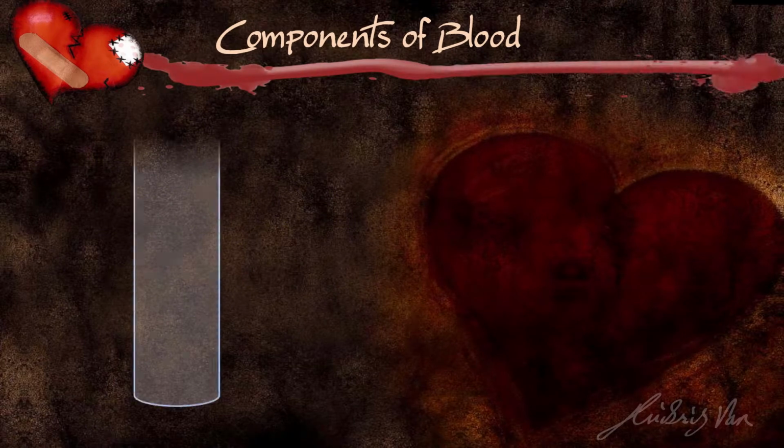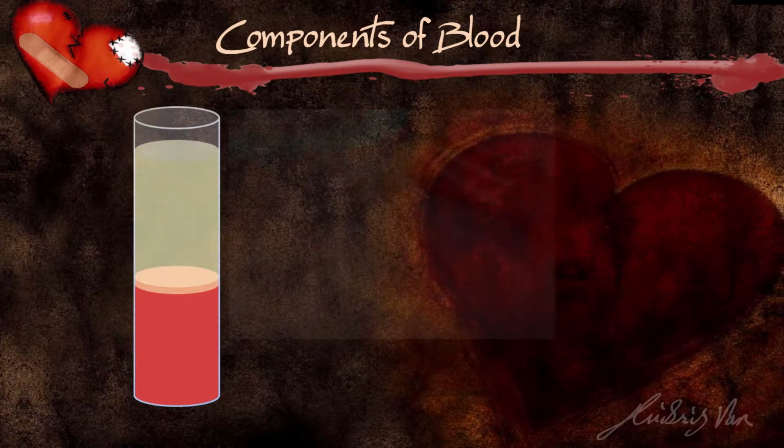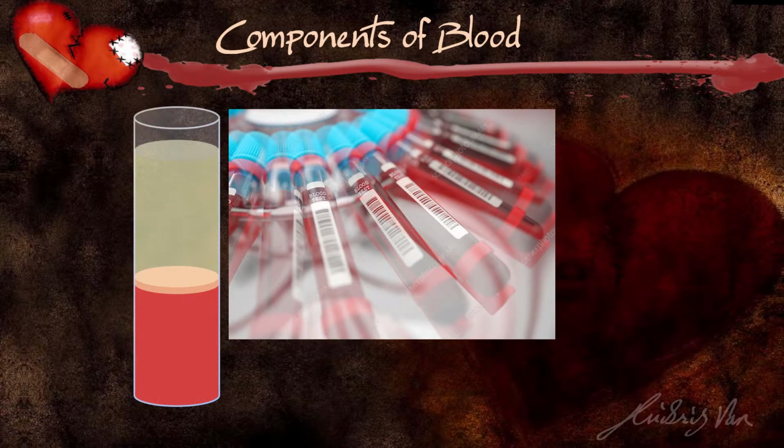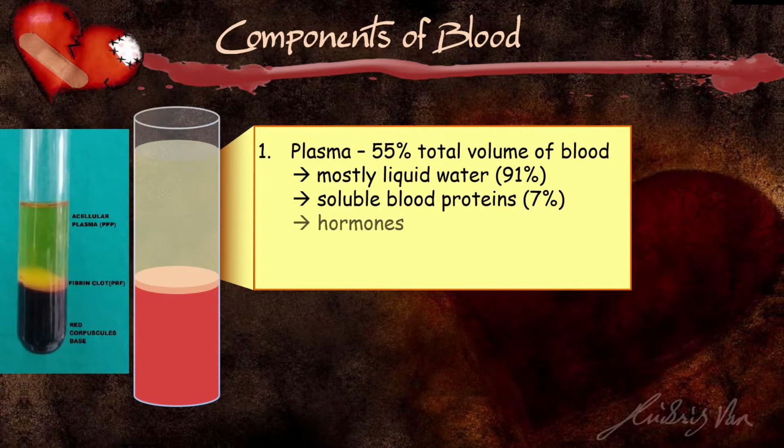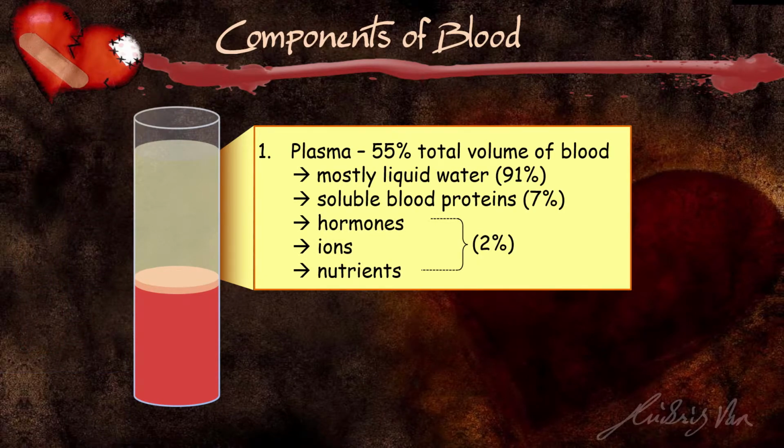What are the components of blood? If you collect a blood sample and send it to be centrifuged, you will get a sample with three layers. The first layer is the plasma. It consists of 55% of the total blood and is mainly made up of water, some protein, hormones, ions, as well as nutrients.